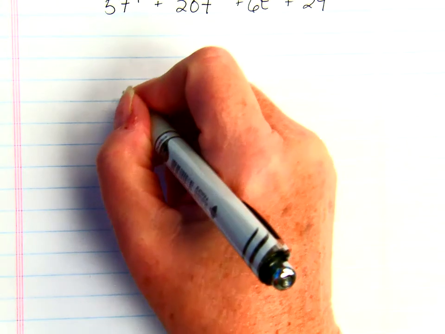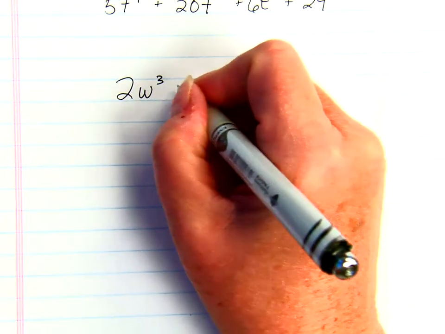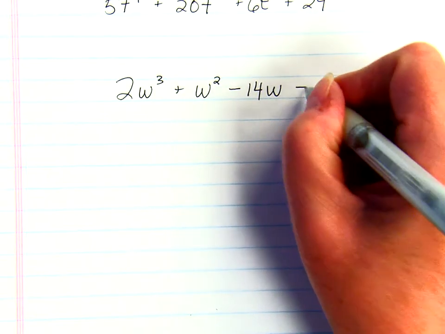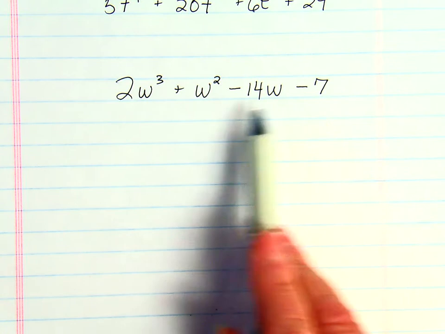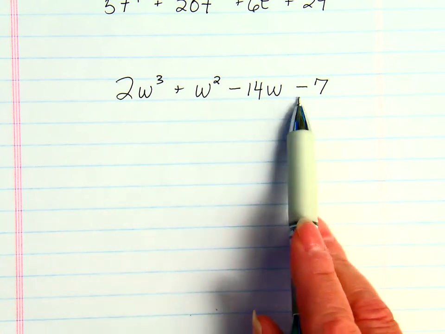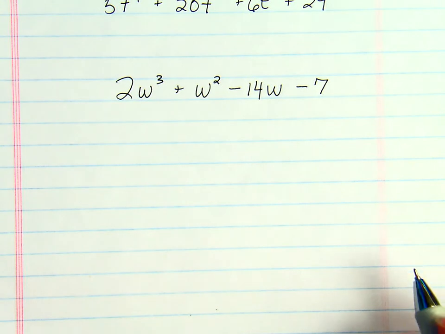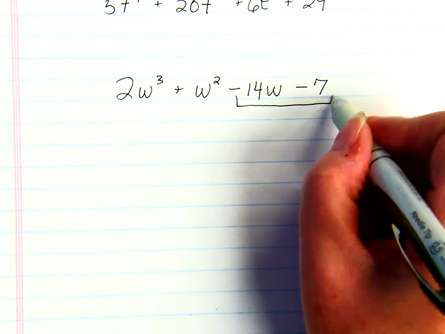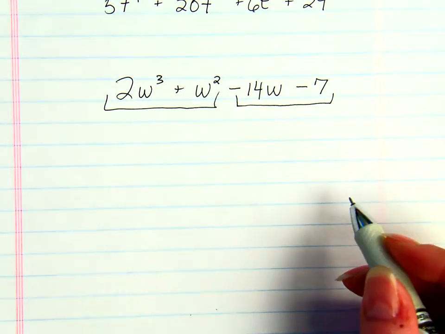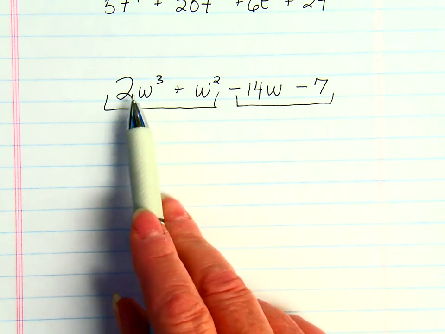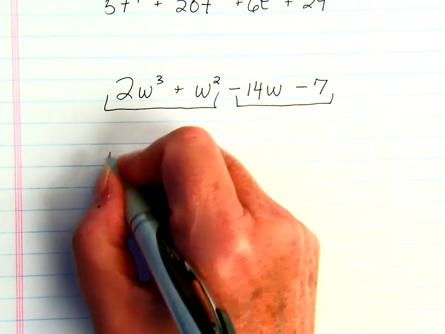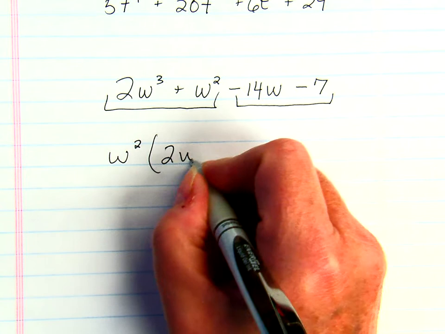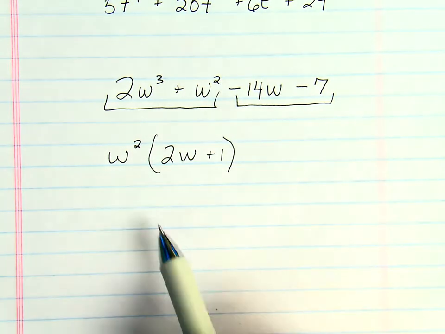So this time we're going to look at 2w cubed plus w squared minus 14w minus 7. Now, we're going to have a little bit of a difference here because these are negative, so not everything is going to be positive. But we're going to group it the same way. Obviously, our 14 and our 7 want to group together, and so we're grouping these together. So from here, I'm only going to be able to pull out w squared, which is going to leave me with 2w plus 1.